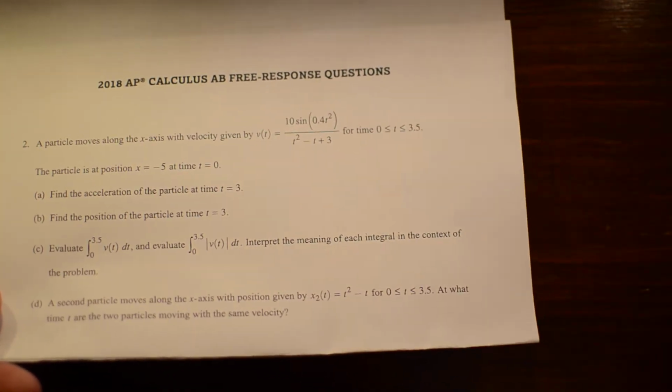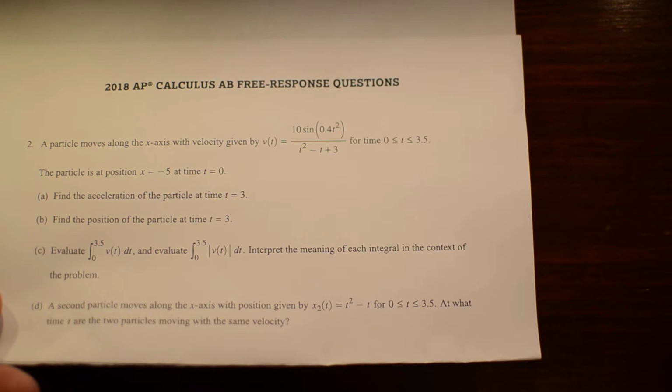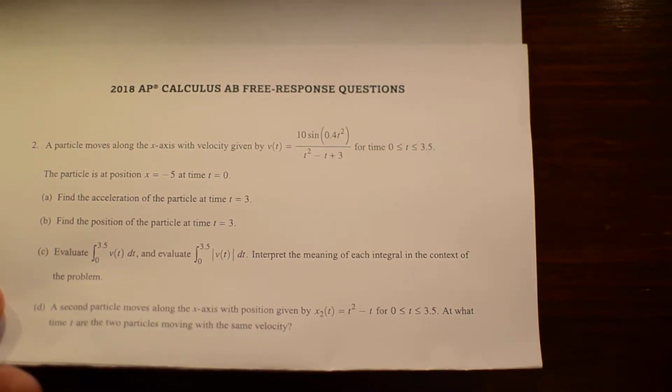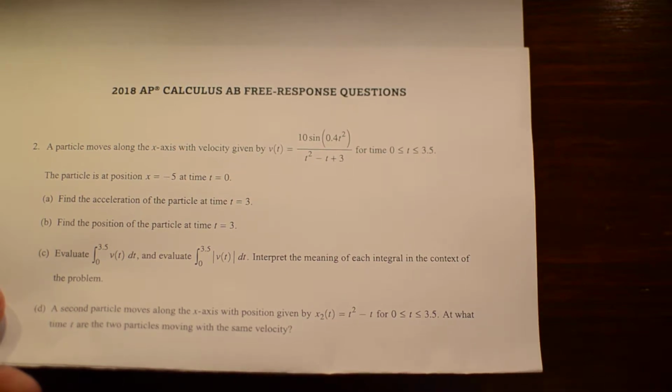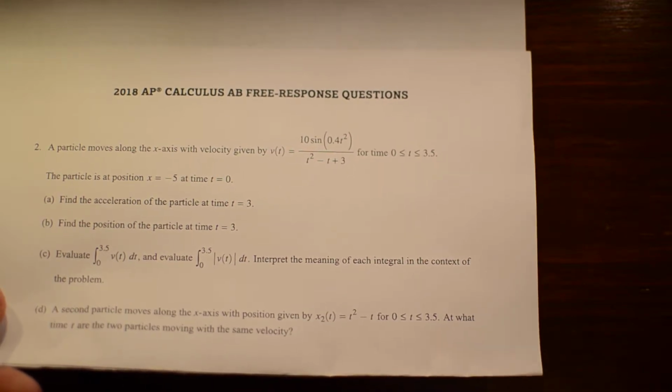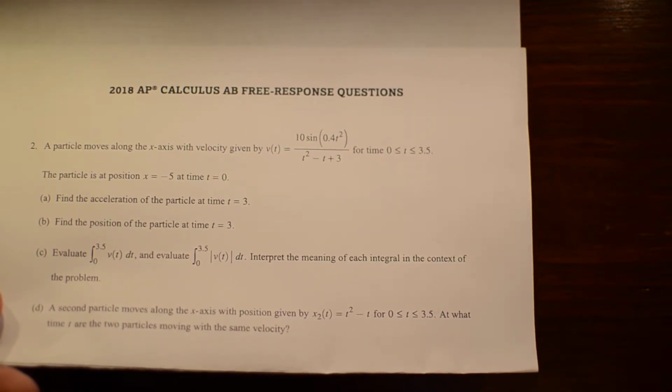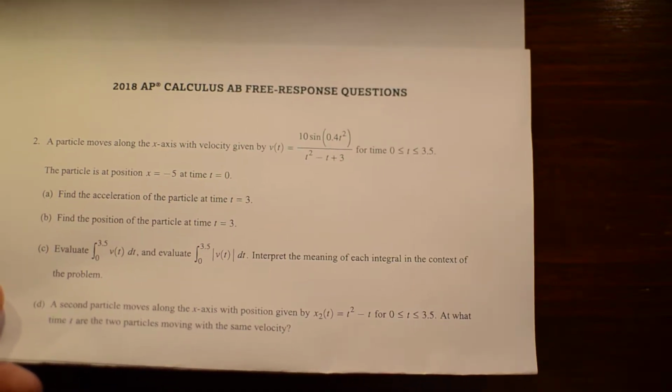And so for 2D, you get a second particle that moves along the x-axis in the positive direction, with a position given by x2(t) equals t squared minus t from 0 to 3.5. At what time t are the two particles moving at the same velocity?